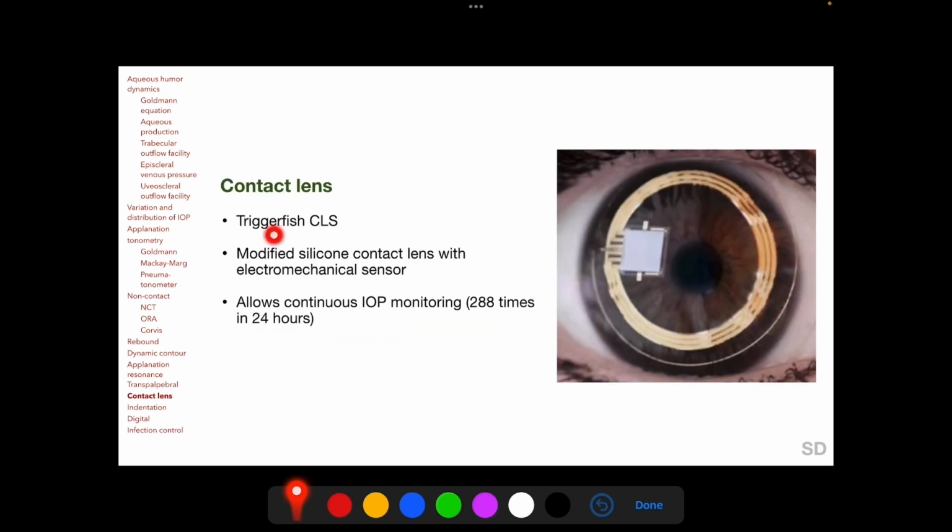The Triggerfish is an approved contact lens for continuous IOP monitoring. It is a silicone contact lens with an electromechanical sensor.